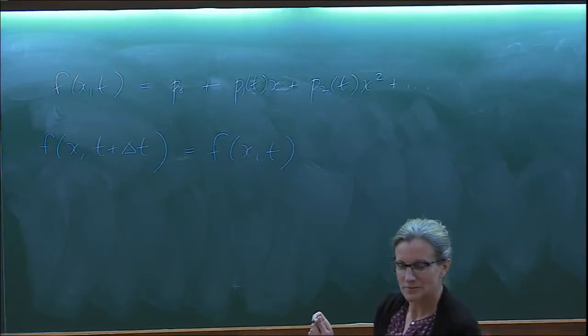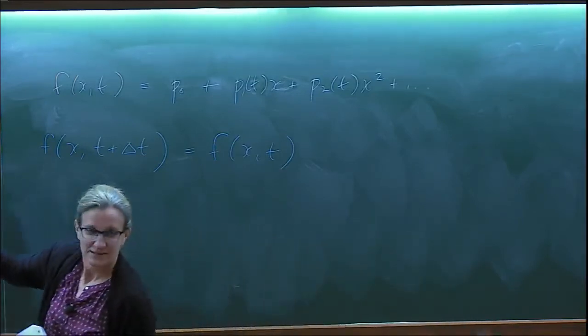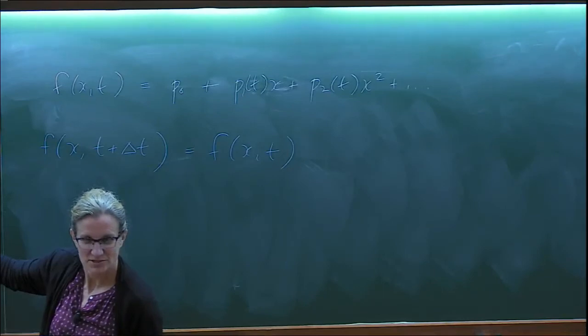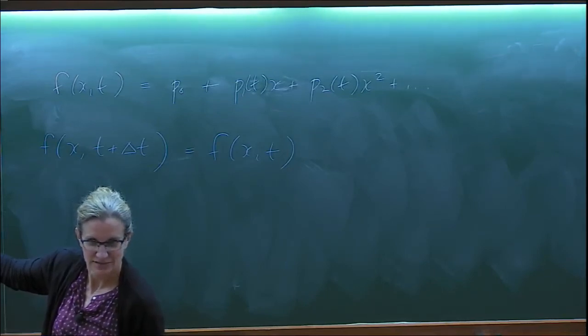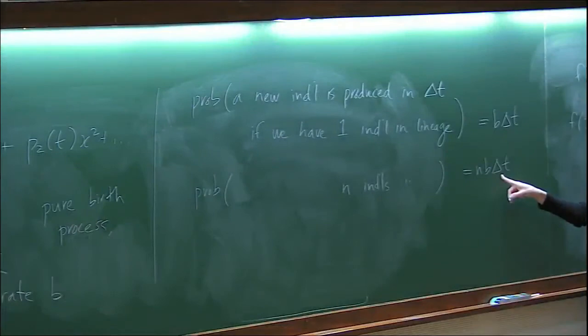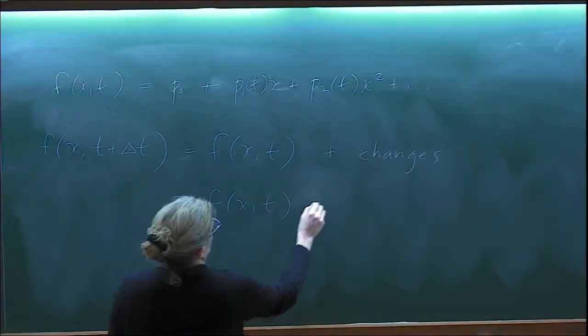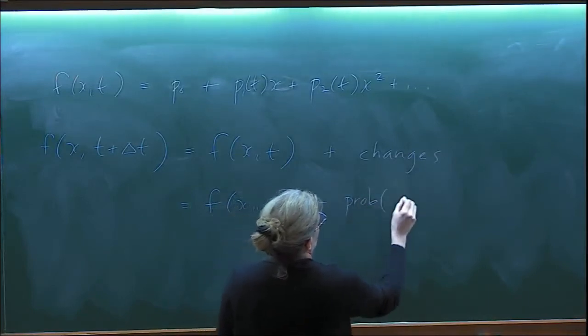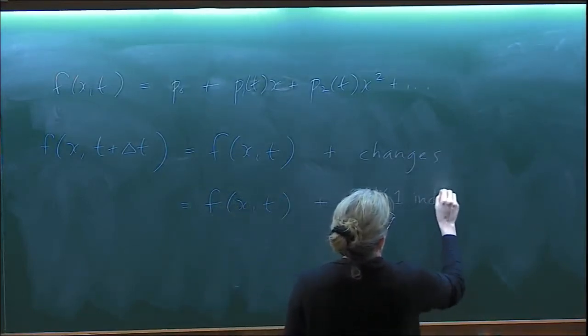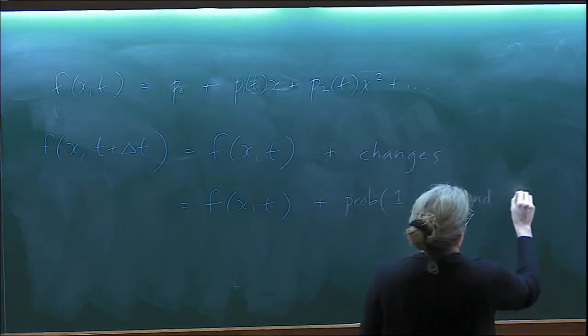But to figure out the probability that a birth happens, it's different for each of these, right? So we have a whole bunch of different cases that can happen. So we can condition, for those of you that have done a probability course, right? If there's 1 individual, the rate is this. If there's 2 individuals, the rate is this, etc. Okay, so let's do that. Plus changes. Probability there's one individual, and there's a birth.